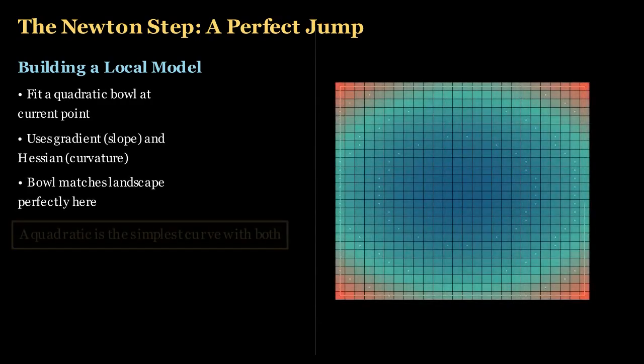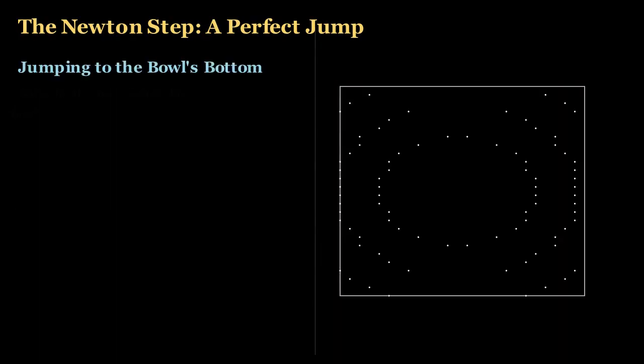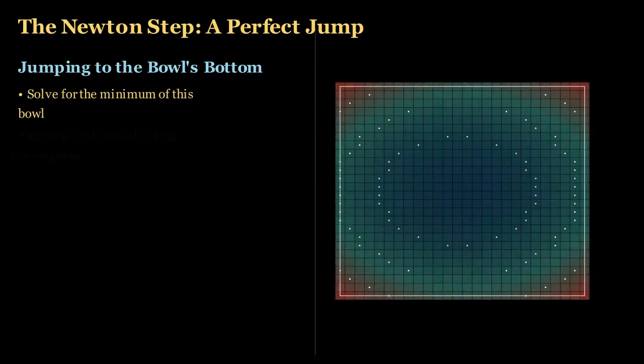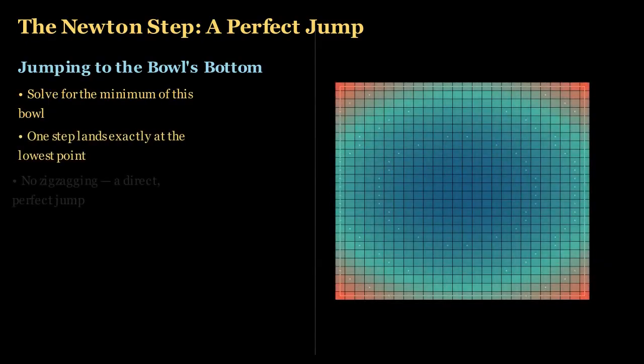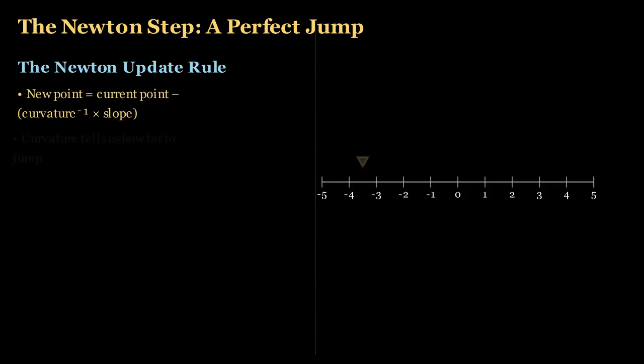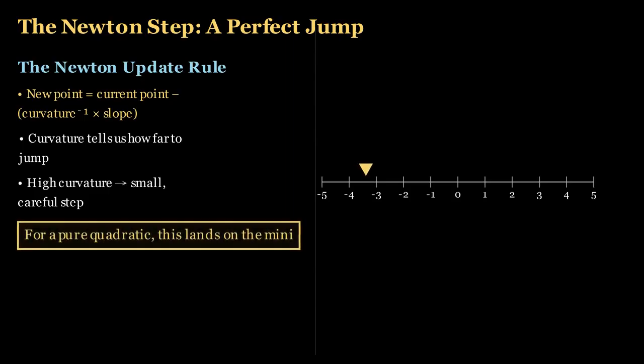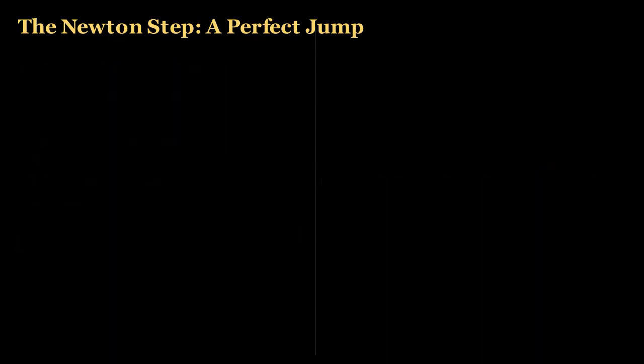Let's use both the slope and curvature to build a perfect little quadratic bowl that matches the landscape exactly at our feet. Because this bowl is just a simple quadratic, we can solve for its very bottom in one go. We jump straight there, no zigzagging, no guessing step sizes. The rule is simple: subtract the slope, scaled by the inverse of the curvature. If the bowl is sharply curved, we take a tiny step.